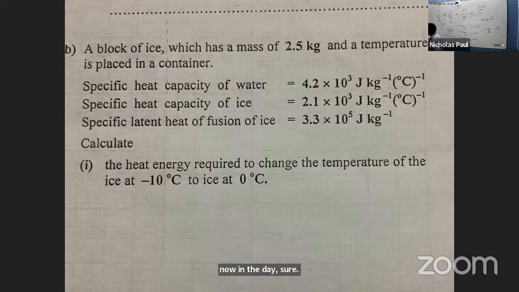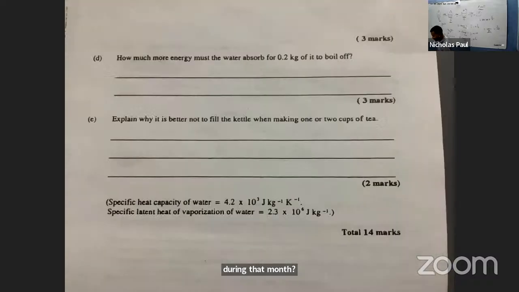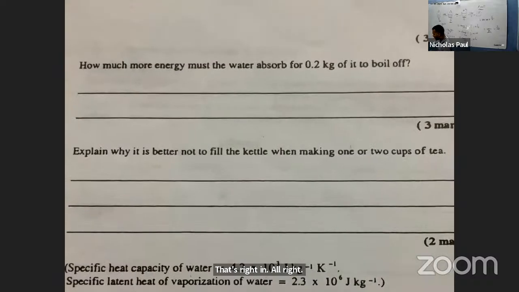Right, specific heat capacity. So you do be waking during that time, during that maths. All right, let's go again. How much more energy is required?